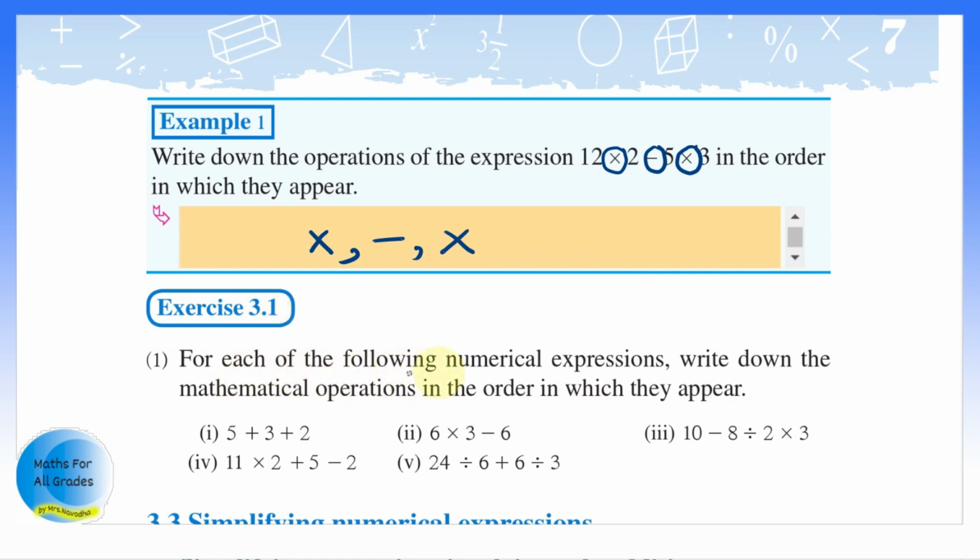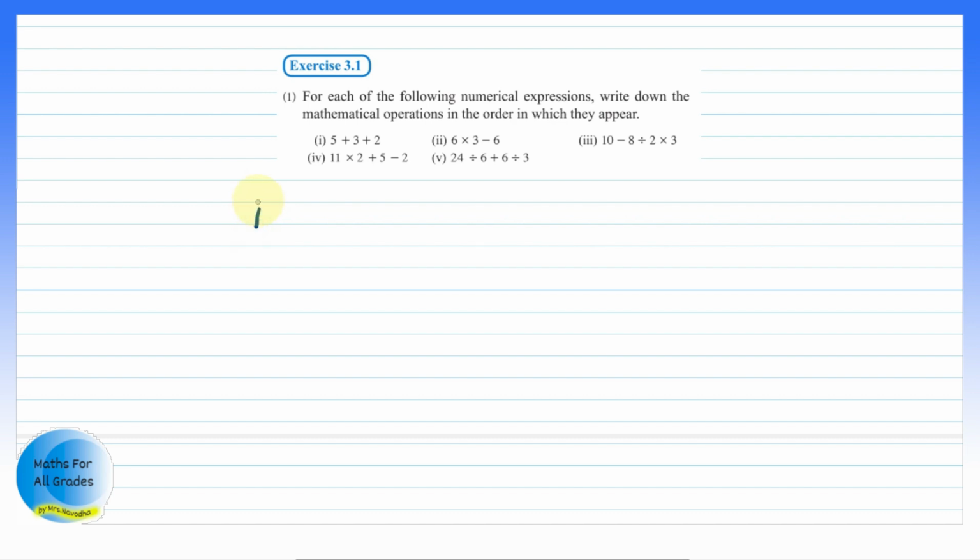Exercise 3.1. For each of the following numerical expressions, write down the mathematical operations in the order in which they appear. Let's do that. Problem number 1. Let's read with me. 5 plus 3 plus 2. So we can write down addition symbol twice. Problem number 2. 6 times 3 minus 6. So first multiplication sign and then subtraction sign.